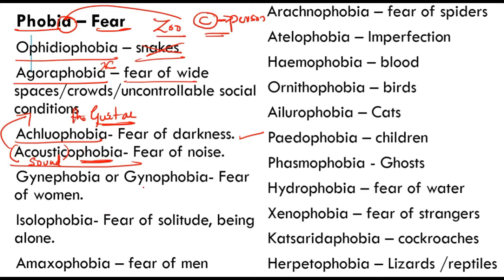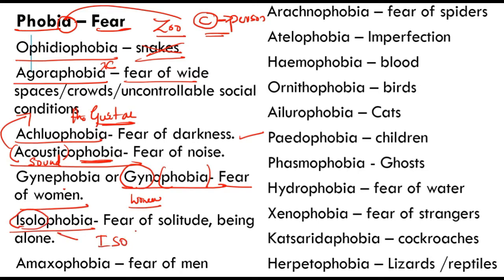Gynophobia. Gynophobia, we have already discussed. Gyno actually means women or female. Phobia means fear. So gynophobia means fear of women. Isolophobia. Isolo should remind you of the word isolation. Isolation means feeling separated, so isolo comes from isolation. Phobia means fear of solitude or fear of being alone.